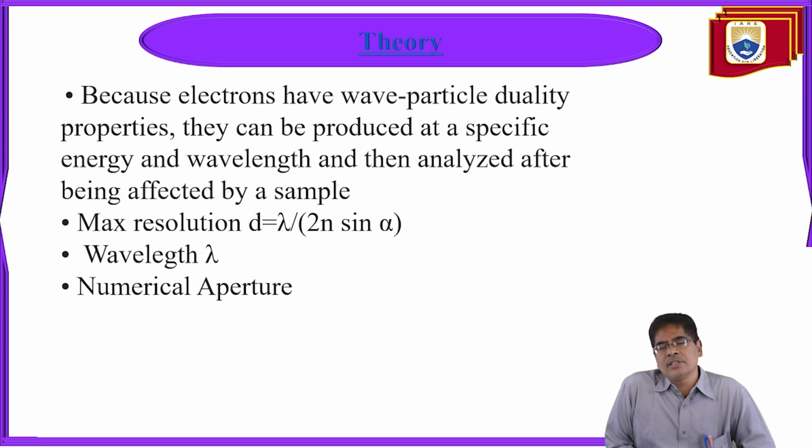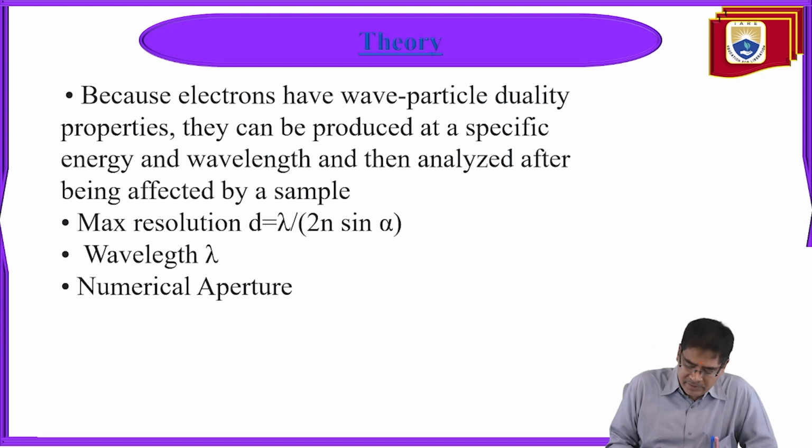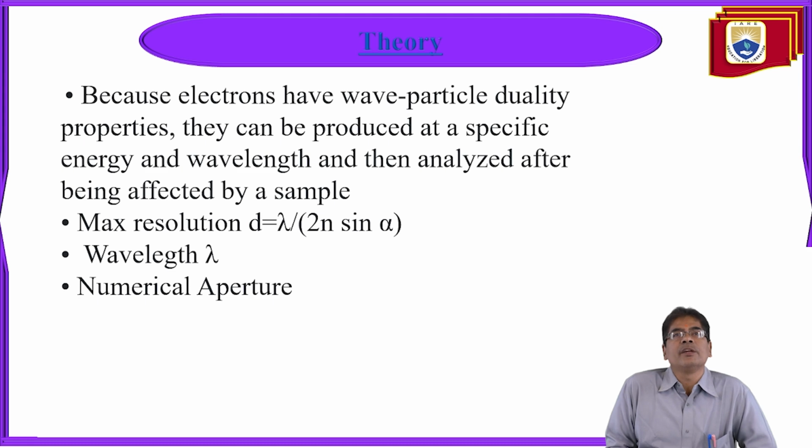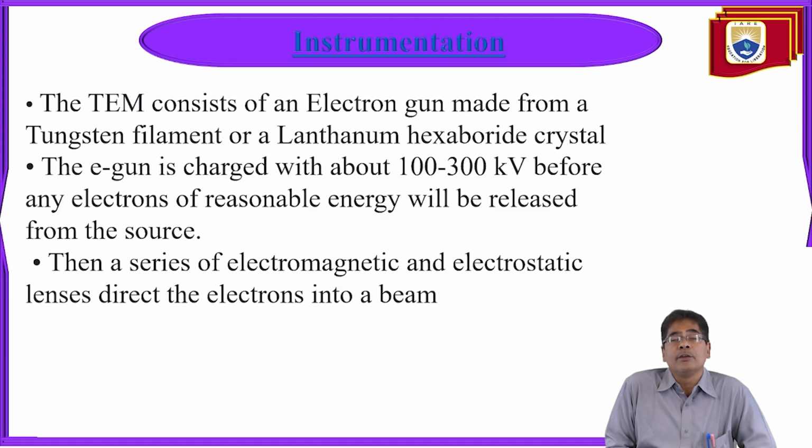So the maximum resolution that can be obtained is given by d equals lambda by 2n sin alpha, where lambda is the wavelength and the numerical aperture is the parameter that can be affected by the sample when using the TEM, right?